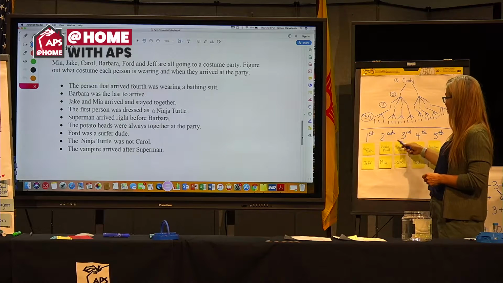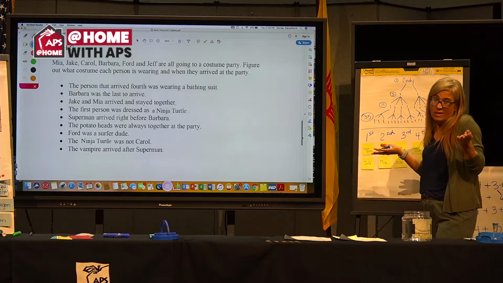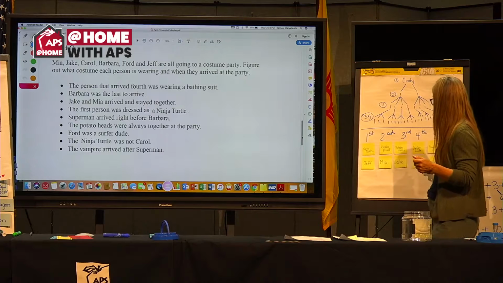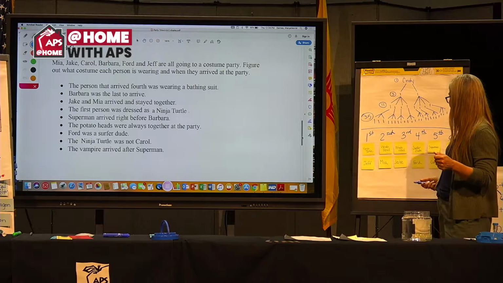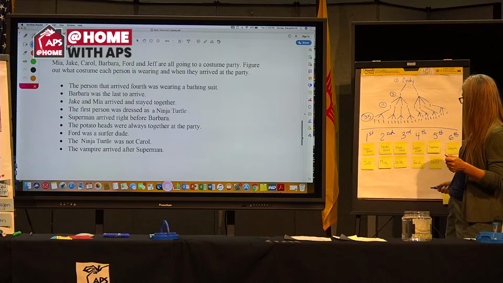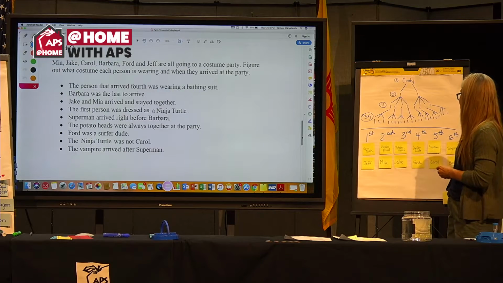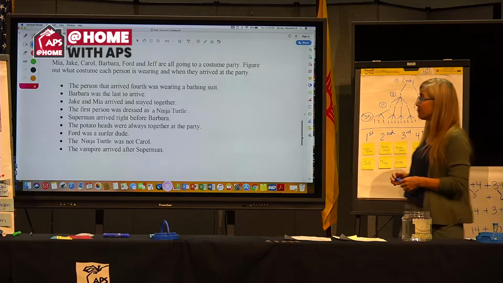Mia and Jake were Potato Heads and came 2nd or 3rd. They came the same time. I don't know who came in the door first. 4th was Ford, who was a surfer. 5th was Carol, who was Superman. And 6th was Barbara, who was the vampire.